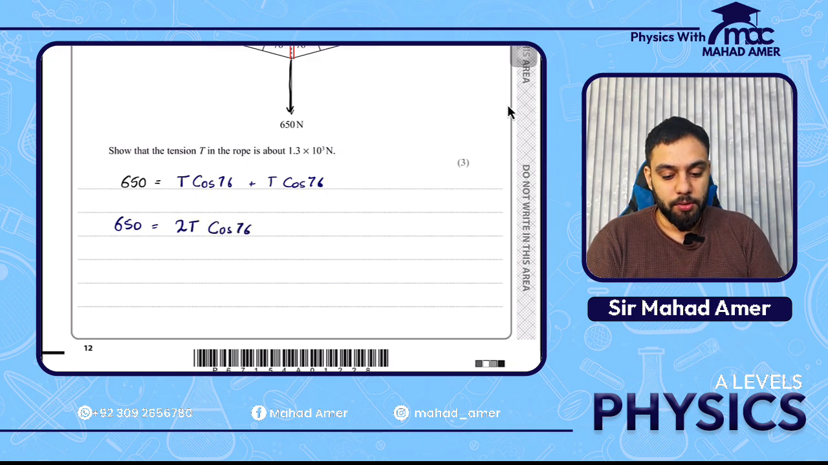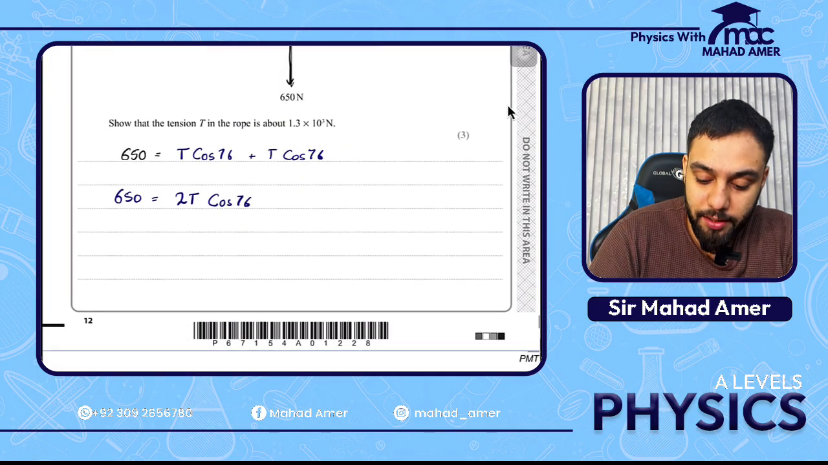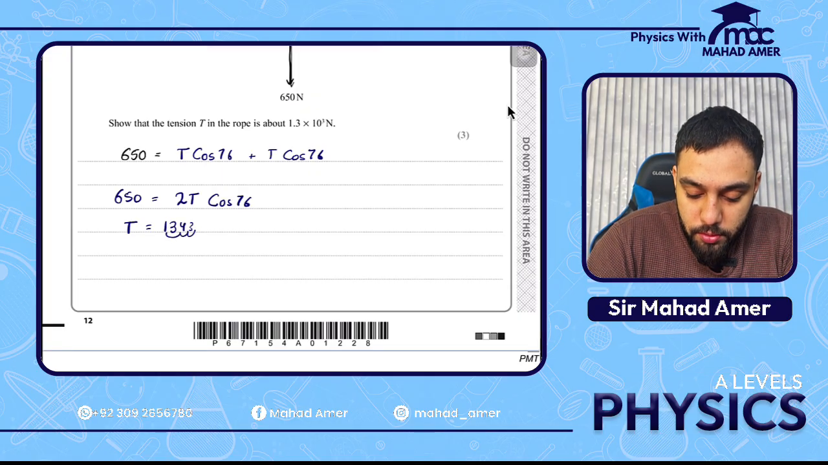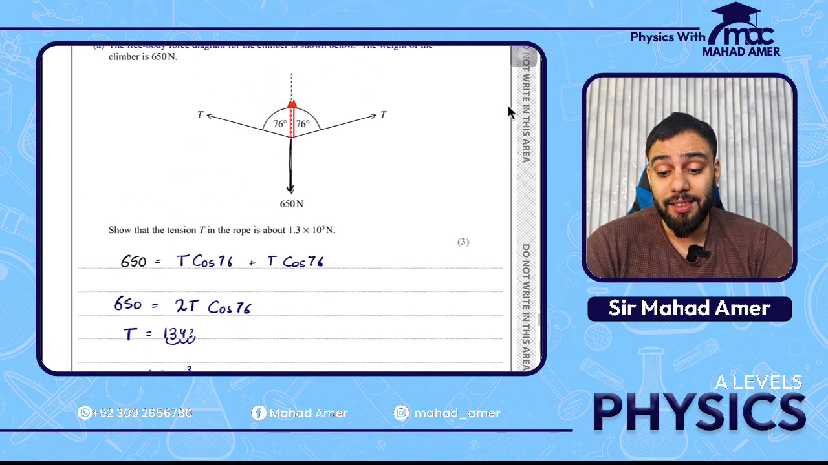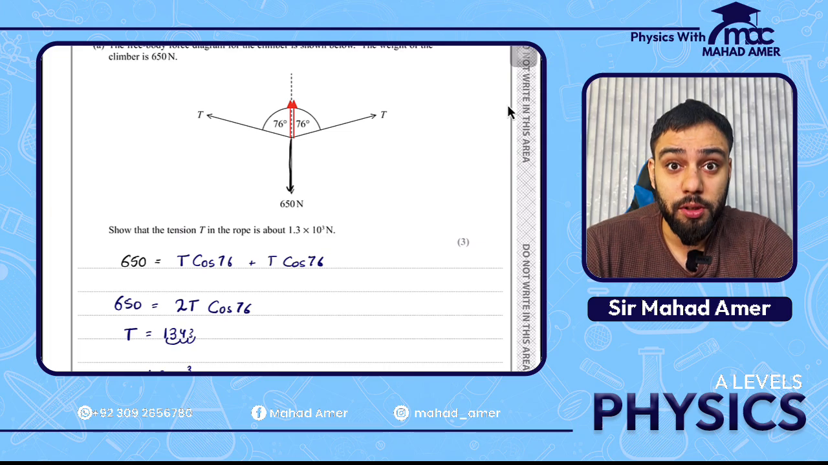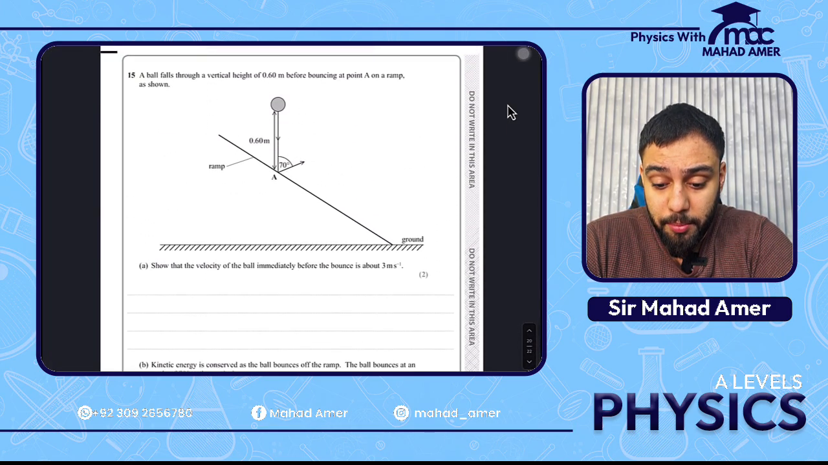So 650 first needs to be divided by cos 76, which would get you an answer of around 2686. Then you divide that by 2, and you would get the value of T as 1343. You can round it off to 1.3 times 10 to the power 3 newtons. So this is something that you need to realize. This is how you solve these questions on resolving forces and equilibrium concepts. These are generally asked very much in the examination.